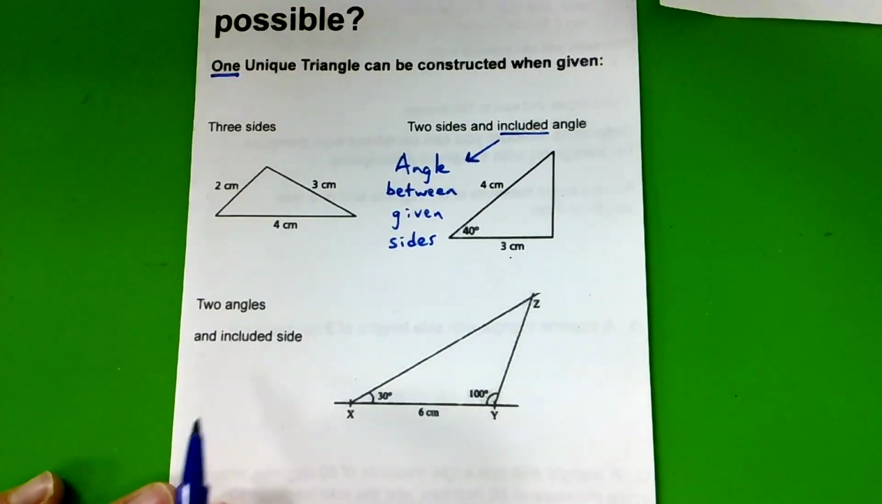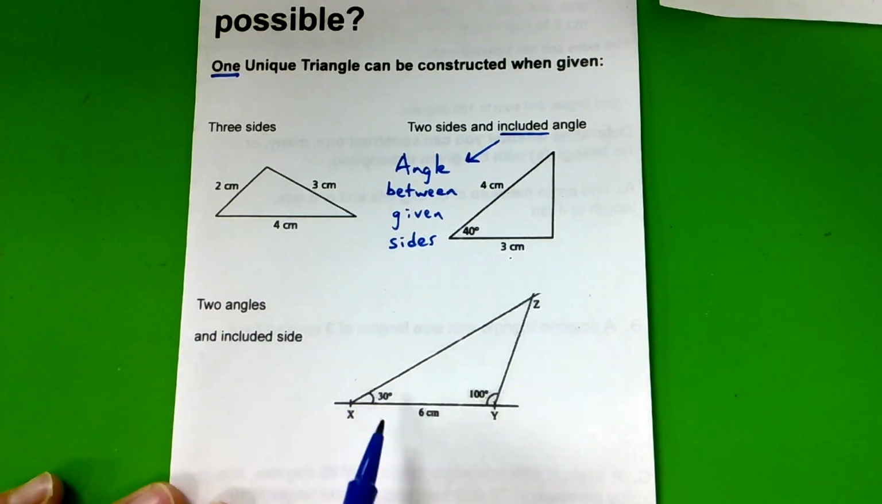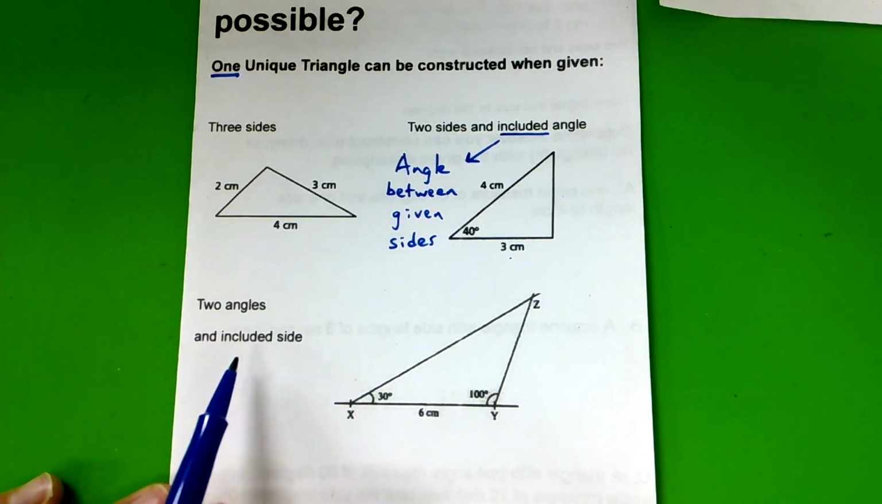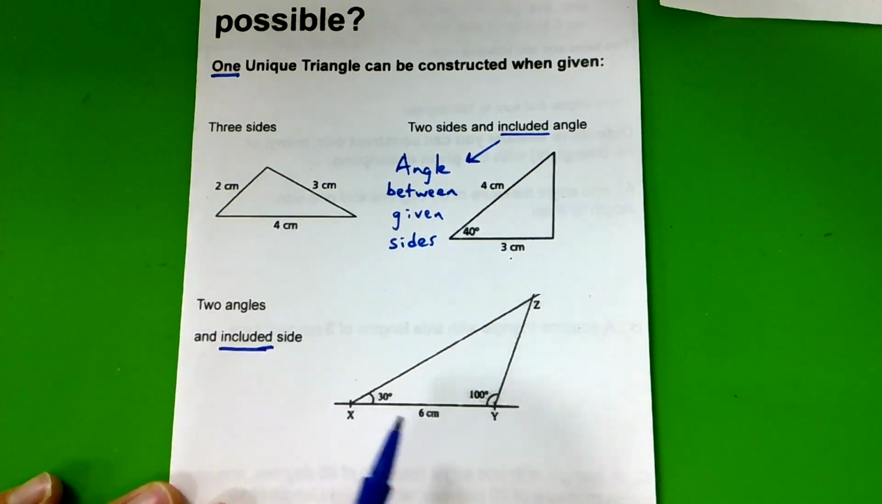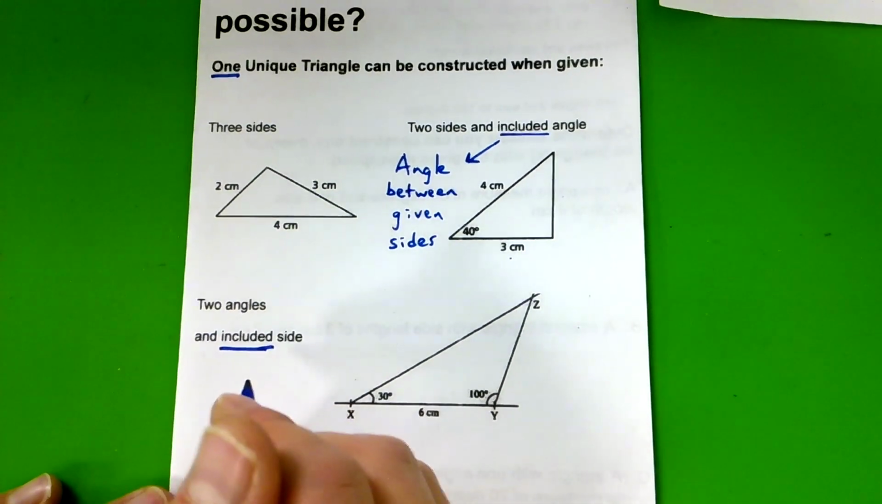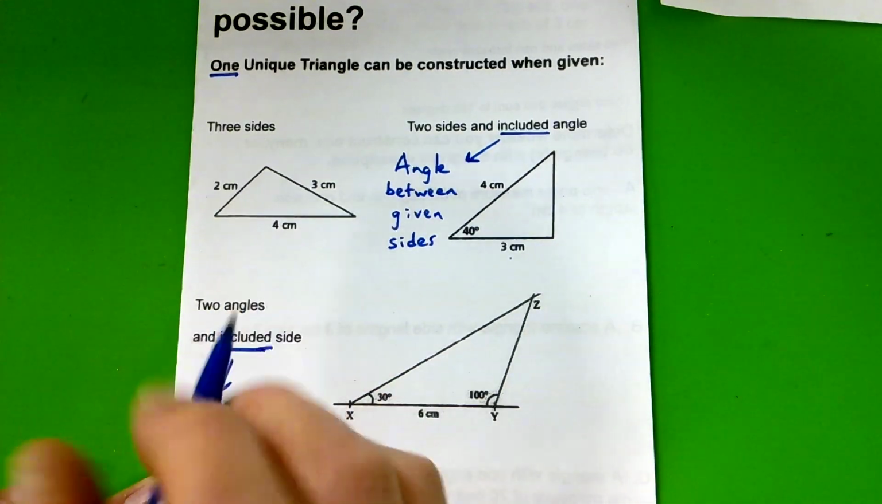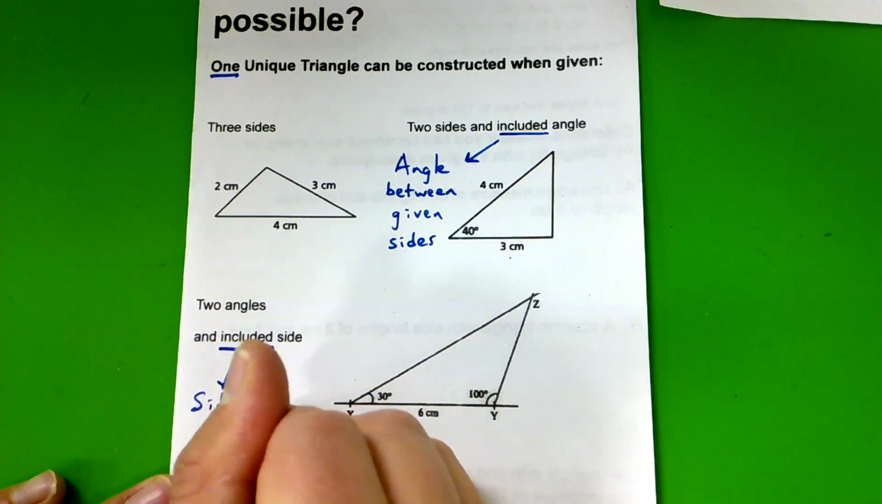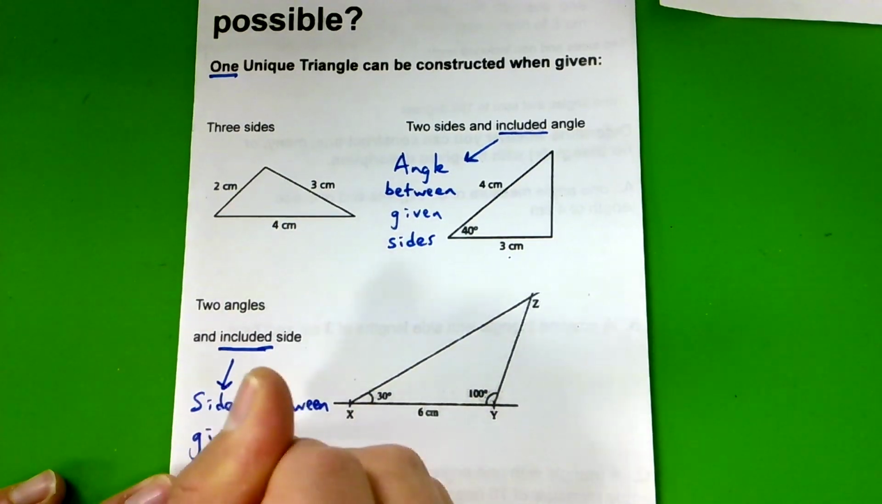Then, something similar is this. 2 angles are given to you. In this case, we have 30 degrees and 100 degrees. And we have an included side. I'm going to underline included again. And the included side is the side between the given angles.